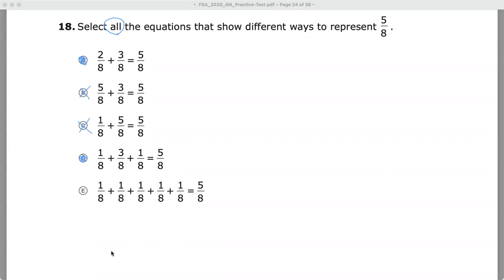And E, we have 1 plus 1 is 2, plus 1 is 3, plus 1 is 4, plus 1 is 5. There's 5 ones. So E is also a correct answer. So when it says all, there's going to be more than one correct answer. So make sure you check all the answer choices.